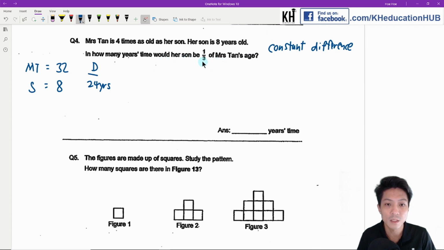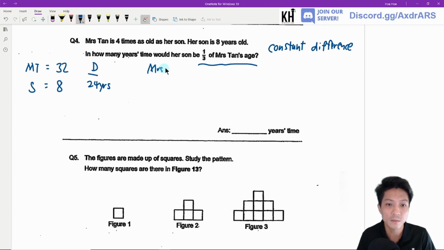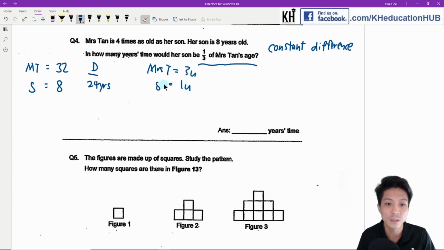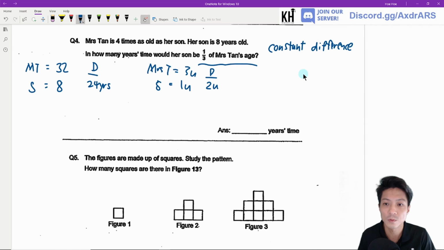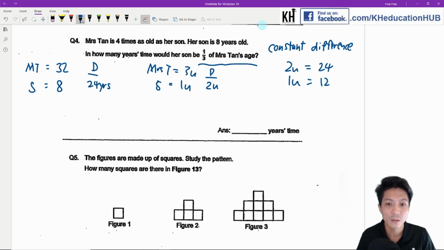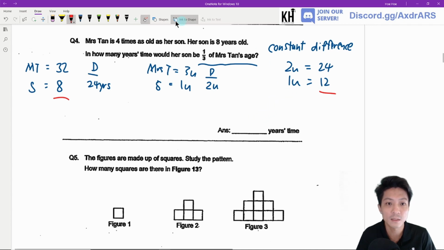years. In order for her son to be 1/3 of Mrs. Tan's age, it would mean that Mrs. Tan is equals to 3 units and the son will be equal to 1 unit. The difference will be 2 units, which means that 2 units will be equal to 24. 1 unit will be equal to 12. So the son's age will be from 8 to 12, and that would be 4 years later. How many years' time? That will be in 4 years' time.